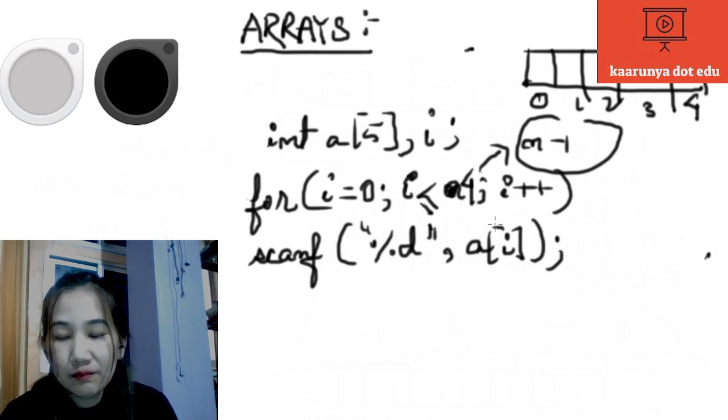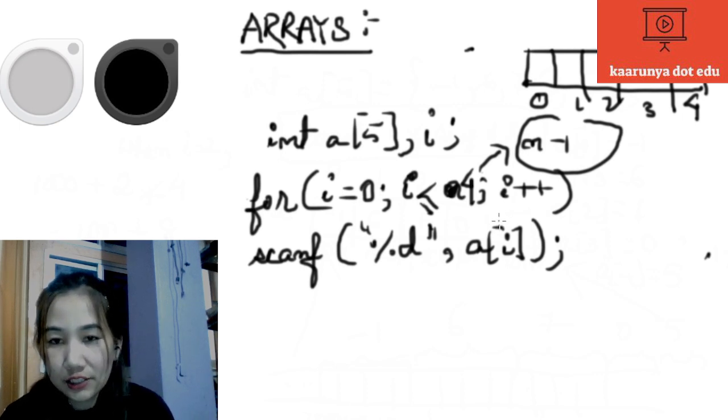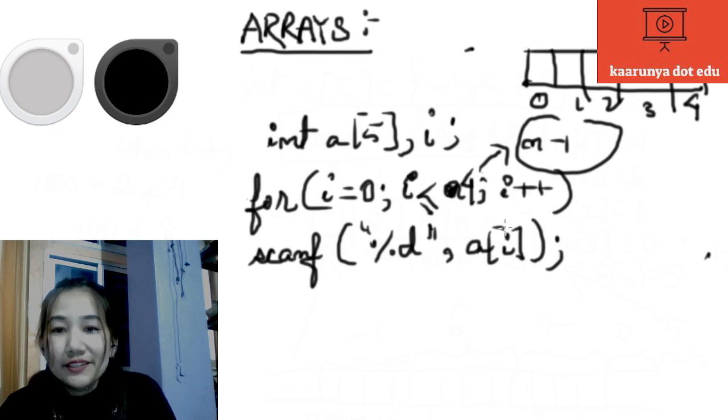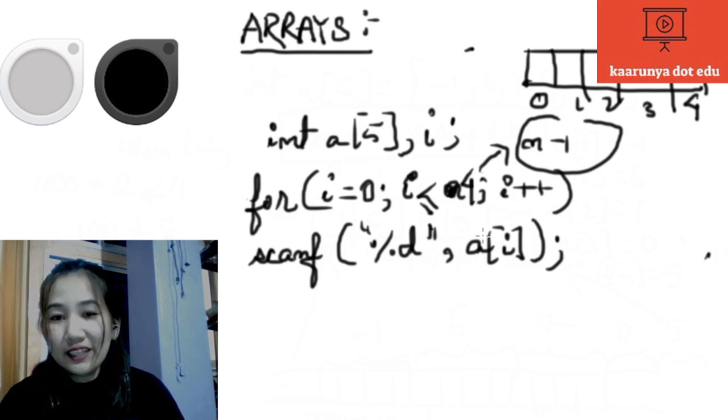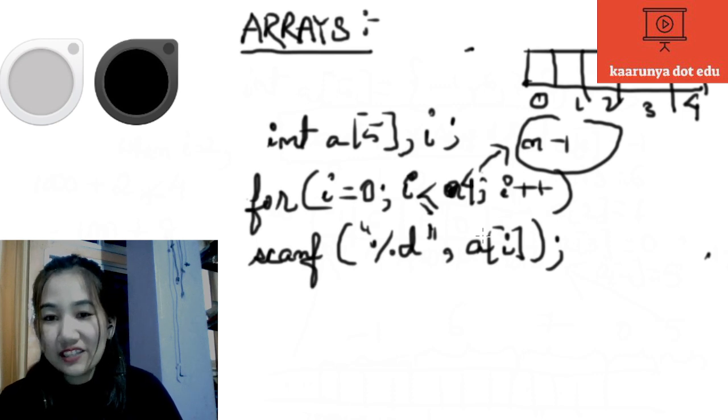This is nothing but your runtime initialization of an array, right? So we know what is an array, how do we declare an array, what are the different kinds of array initialization, and how it is stored inside the memory, etc.